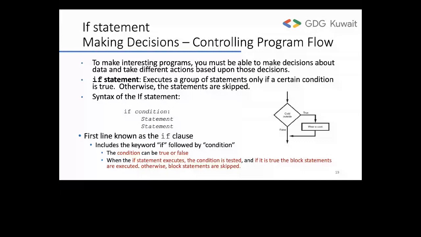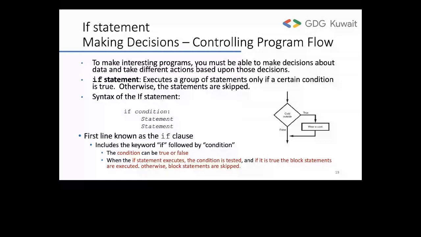The first line of the if clause includes the word if, then a condition. A condition can be like if x equals 5, print x is equal to 5. The condition can be true or false. x may not be equal to 5, maybe it's 6. So in this case it's false, and if it equals 5, it will be true.